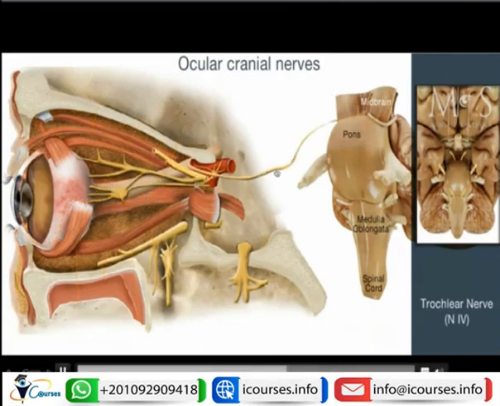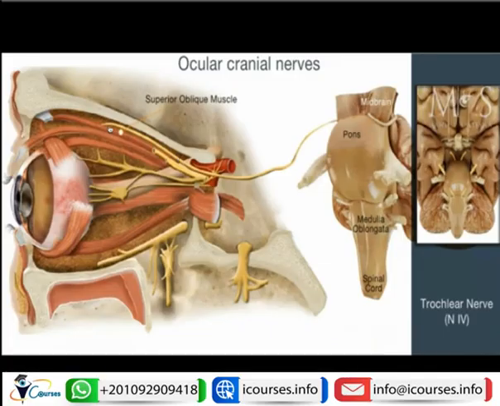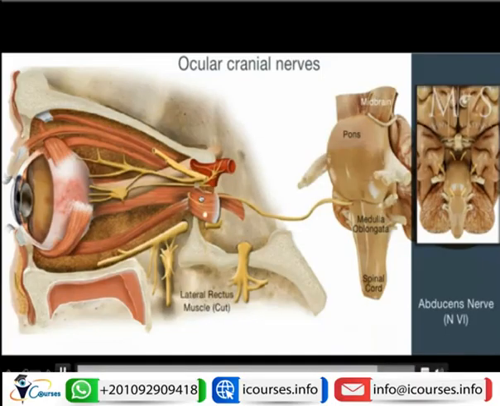Then we have the trochlear nerve, which passes along the upper border or just below the roof to supply the superior oblique muscle. And finally, we have the abducent nerve, which enters through the common tendinous ring to supply the lateral rectus muscle.